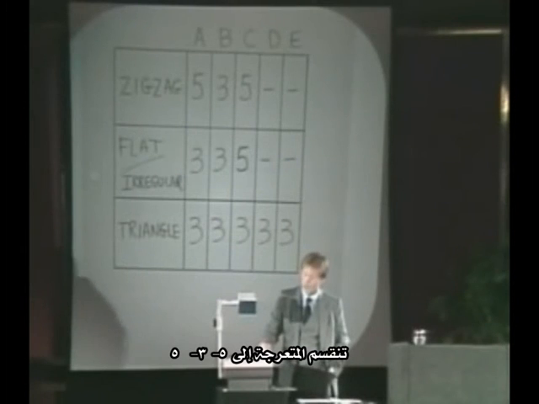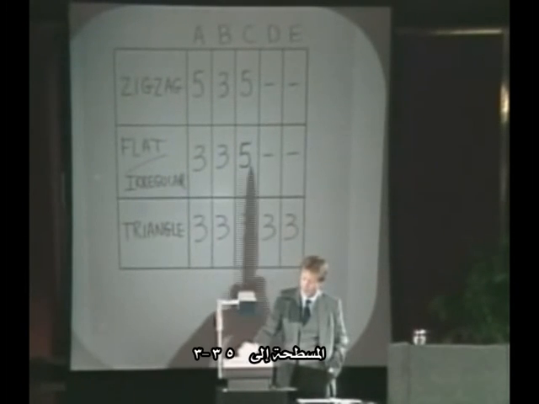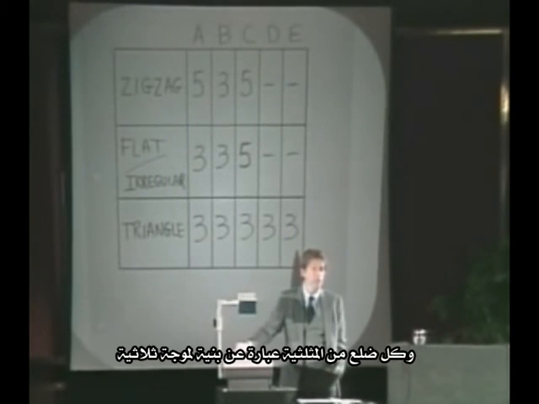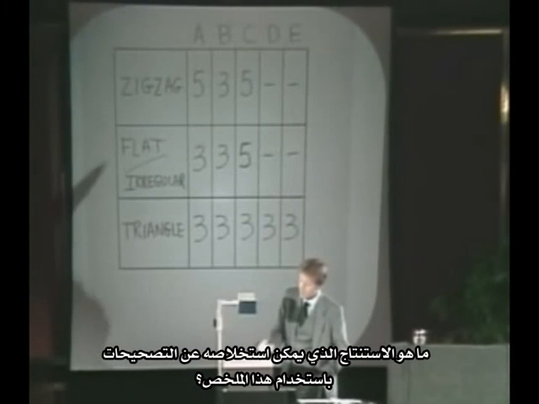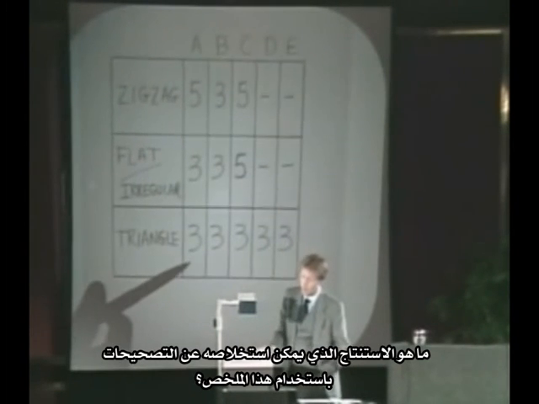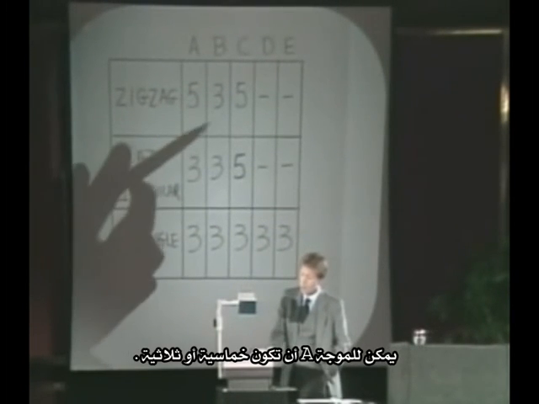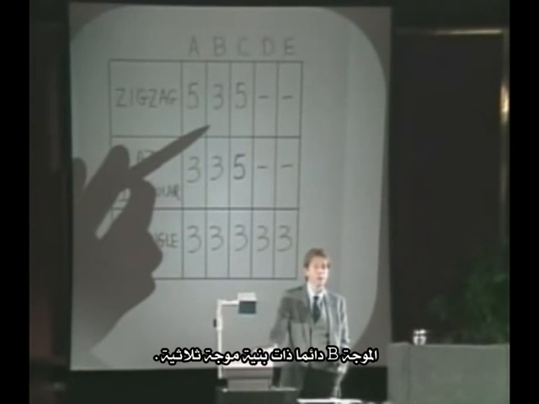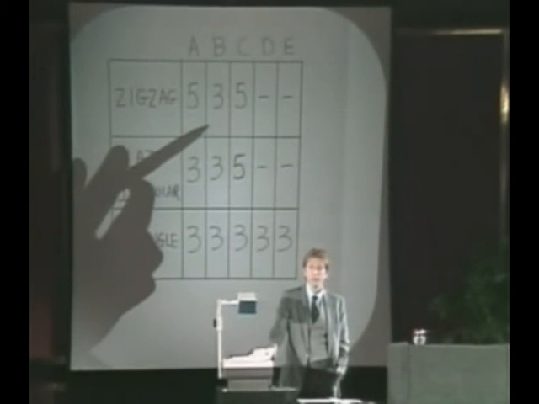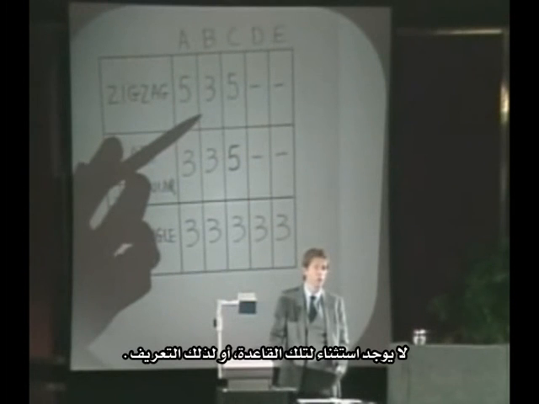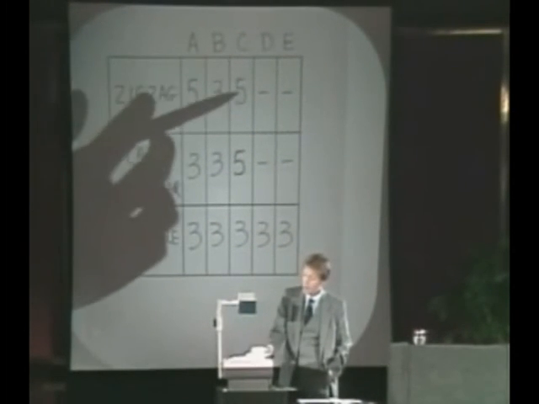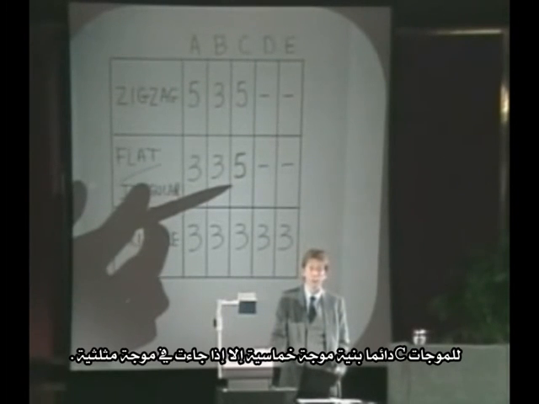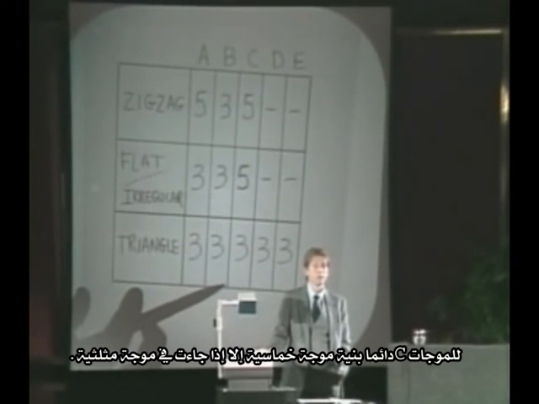Zigzags subdivide 5, 3, 5. Flats subdivide 3, 3, 5. And triangles, every leg is a 3-wave structure. Now, what statements can you say about corrections given this? Well, A's can be 5s or 3s. B waves are always 3-wave structures. There are no exceptions to that rule, to that definition. C waves are always 5-wave structures unless they occur in a triangle.